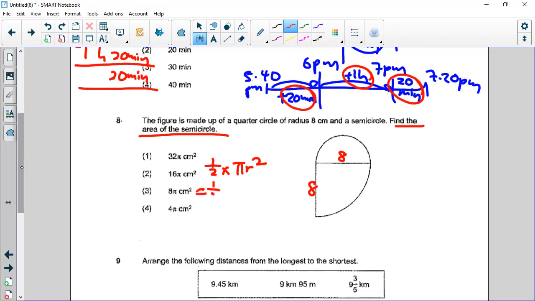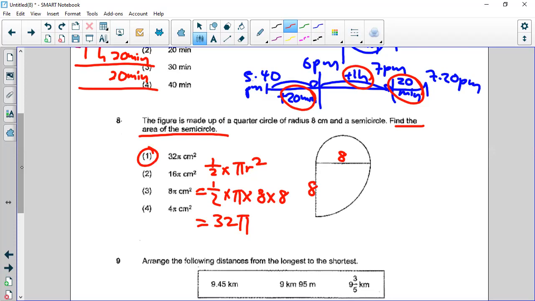So what is your pi? Leave your answer in terms of pi because the answers are all in terms of pi. And the radius is 8 times 8. R square means 8 times 8, radius times radius. 8 times 8 is 64. 64 divided by 2 will be 32. So what's the area of the semicircle? The area of the semicircle is number 1, 32 pi centimeter square.